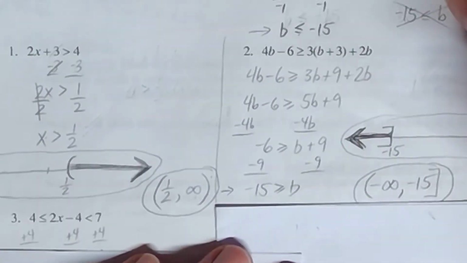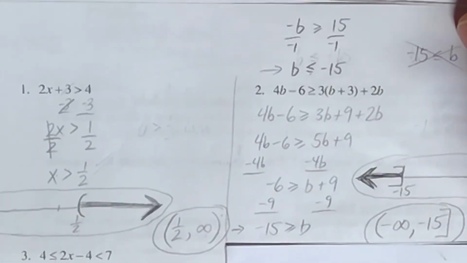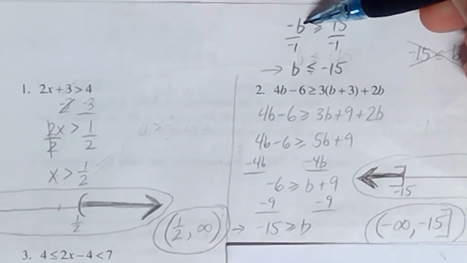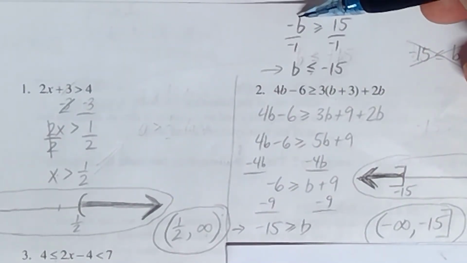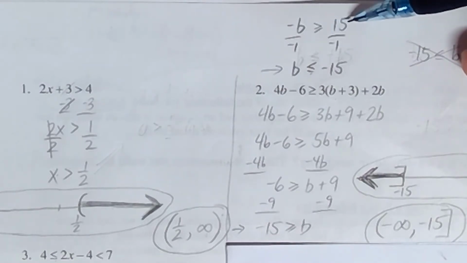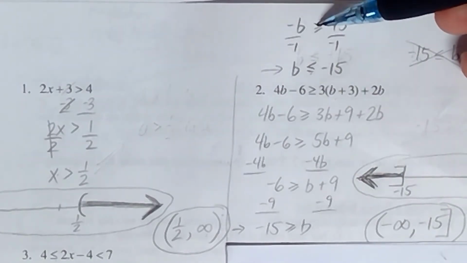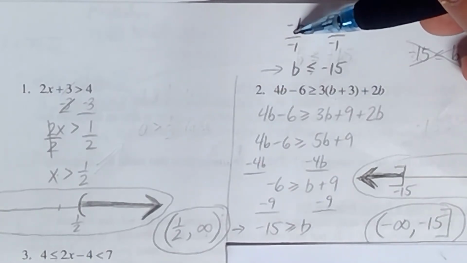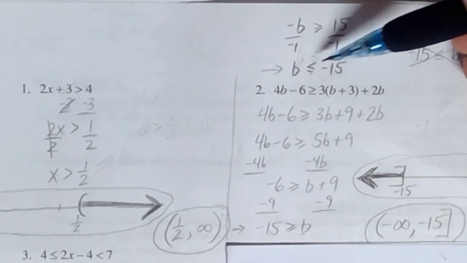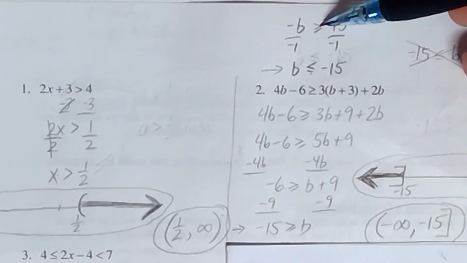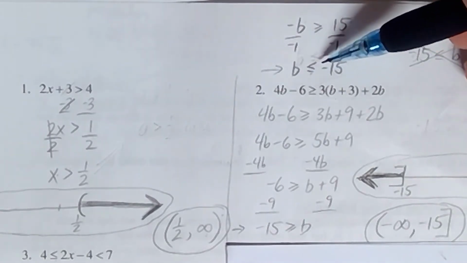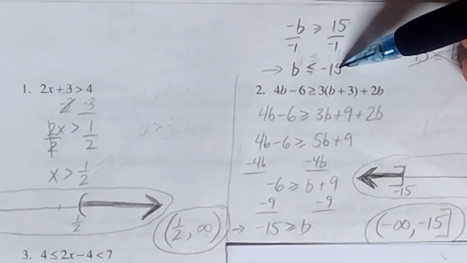If you had decided to put the b's on the left instead of the right, and that's fine, the step you get after you move the terms should be negative b greater than or equal to 15. So it looks different than my answer, at least initially, but you still need to divide out the negative 1 right here in order to get the b by itself. And when you do that, you get b less than or equal to negative 15.